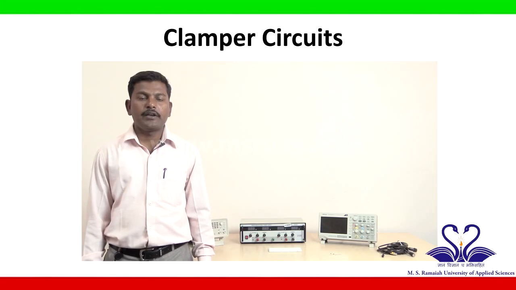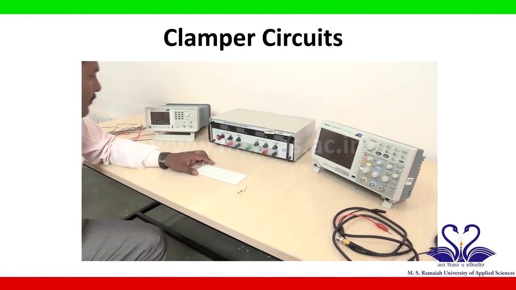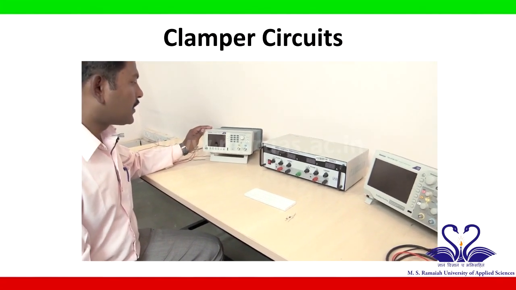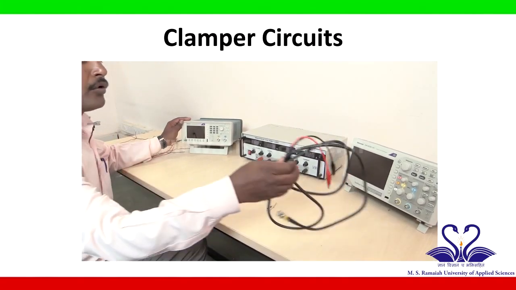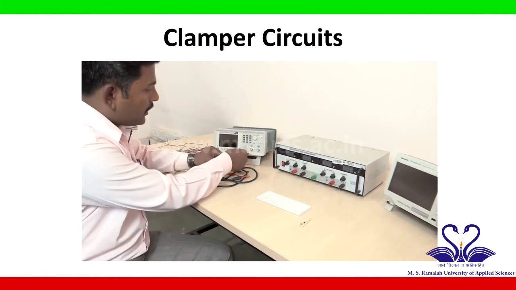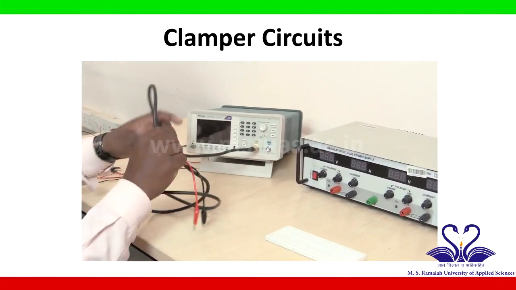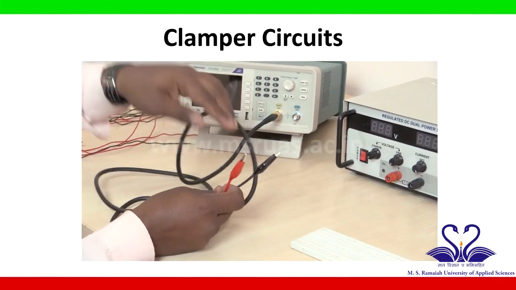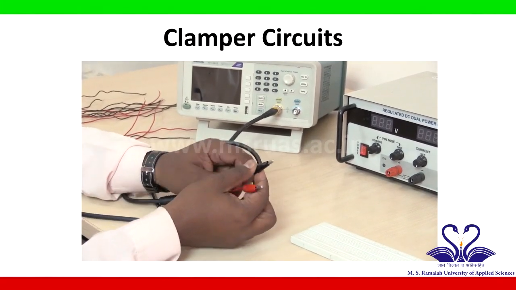Let us start the connections for the positive clamping circuit based on the given circuit diagram. As per the circuit diagram, we will start connections from the function generator. The function generator is connected to the capacitor. So to connect the function generator, I will take a probe and connect it to the function generator. Now this probe is connected to the function generator. It has two terminals, red is positive, black is negative.